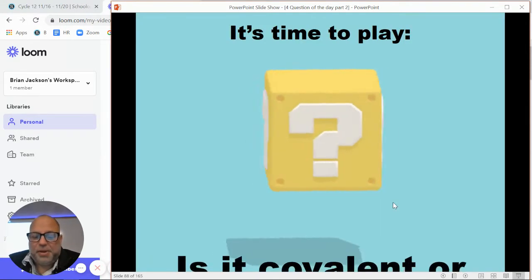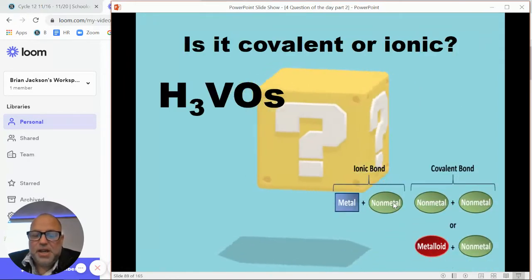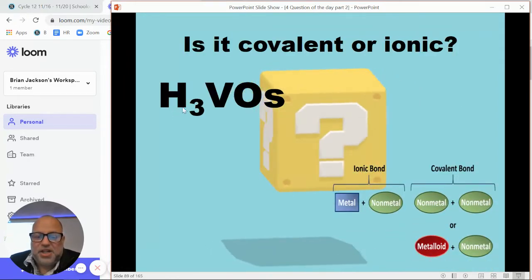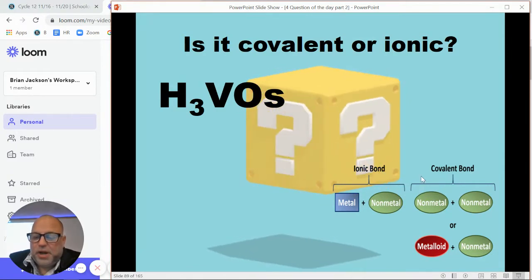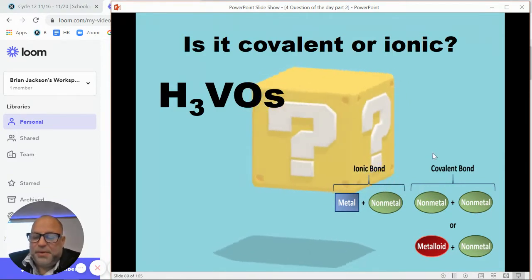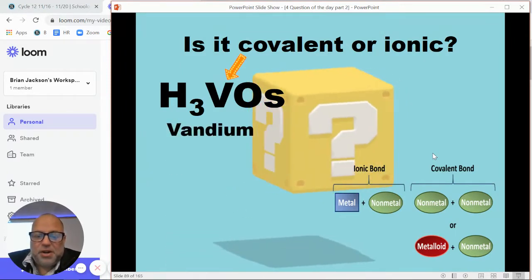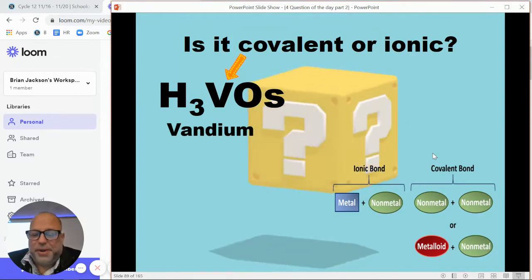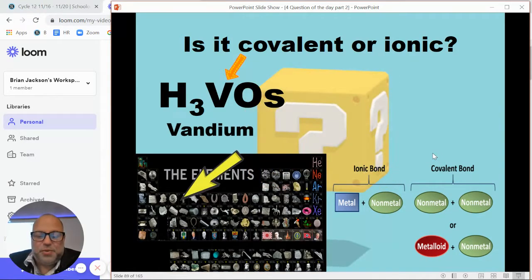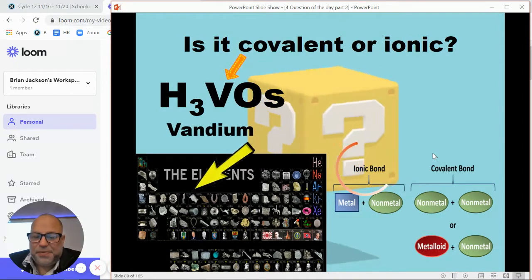Let's see here. So it's time to play. Is it covalent or is it ionic is what we want to get into, right? So let's say this one right here. We've got HVOS, right? Which one do you think it is? Is it an ionic bond or is it a covalent bond? Well, it turns out V is for vanadium. If you remember from our first chapter, vanadium is way over here, which makes it ionic. Vanadium is a metal.